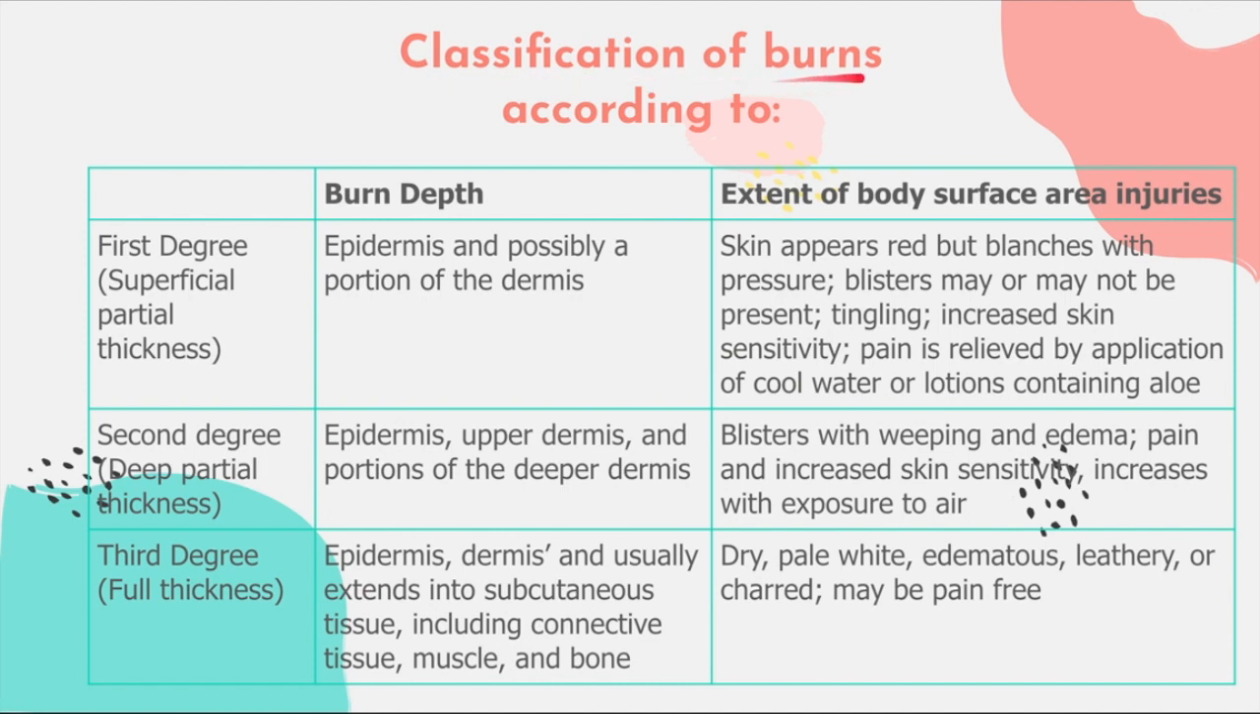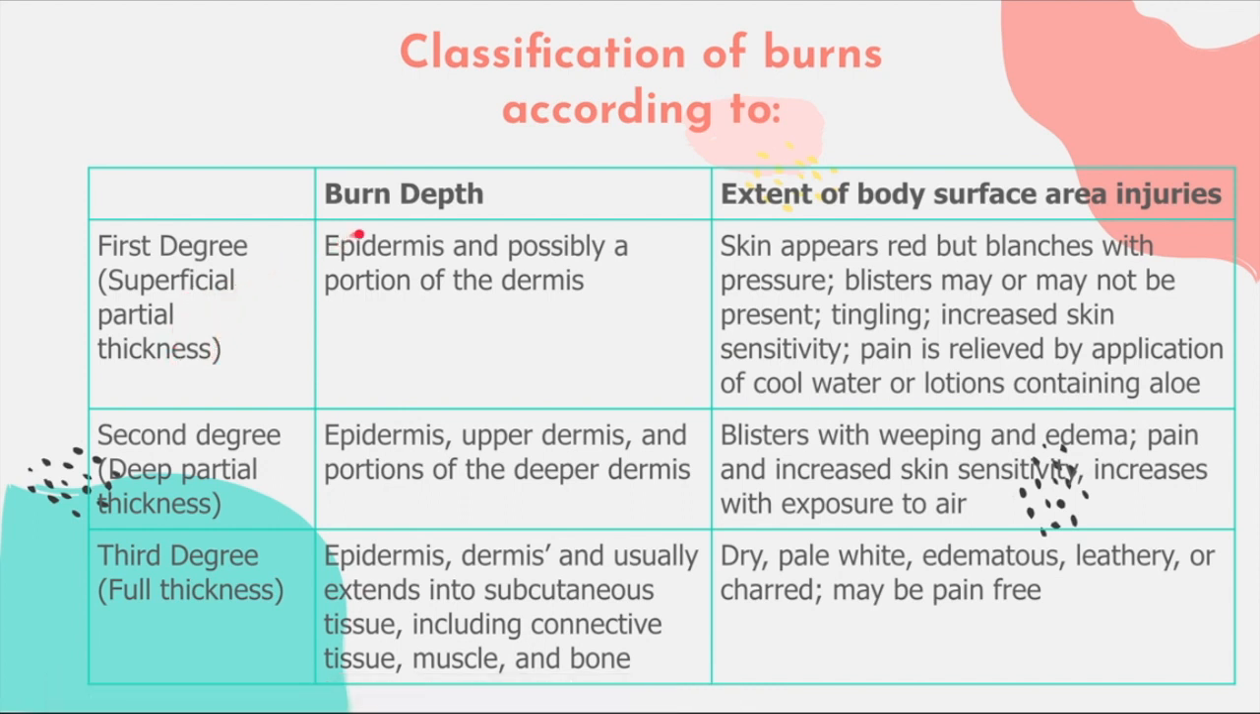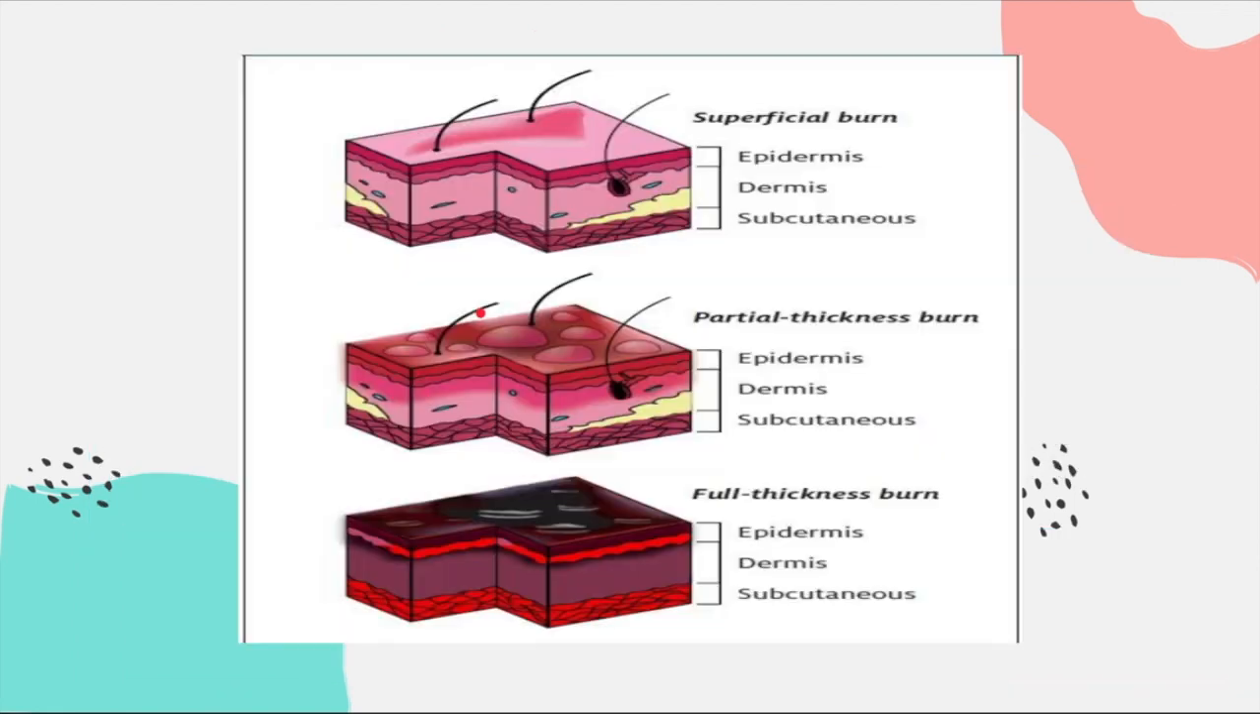Next is the classification of burns according to the burn depth and the extent of body surface area injuries. So there are 3 degrees of burns we'll talk about today: the 1st degree burn, the 2nd degree burn, and the 3rd degree burn. The 1st degree burn, or the superficial partial thickness, has the burn depth with the epidermis and possibly a portion of the dermis. In this diagram, you can see that the superficial burn has only affected the majority of the epidermis.